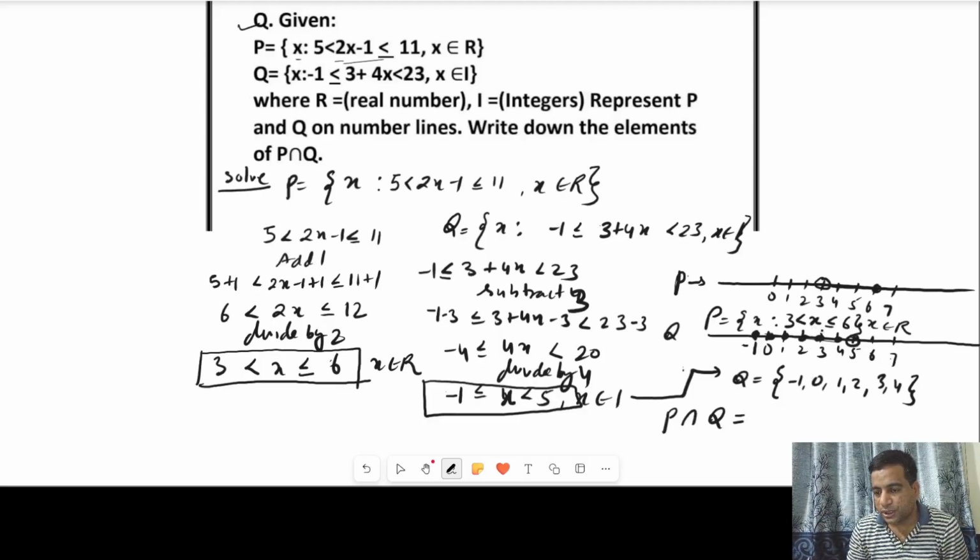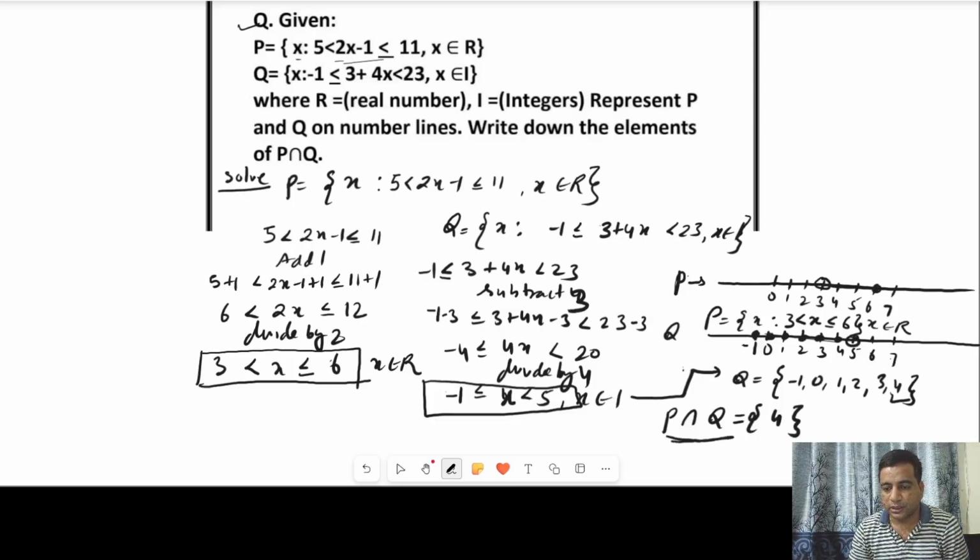So the common solution is, here x starts beyond 3 and goes up to less than or equal to 6. So the integer greater than 3 and less than or equal to 6 which also belongs in Q is only 4. So it's a singleton set. So it's your solution, P intersection Q.